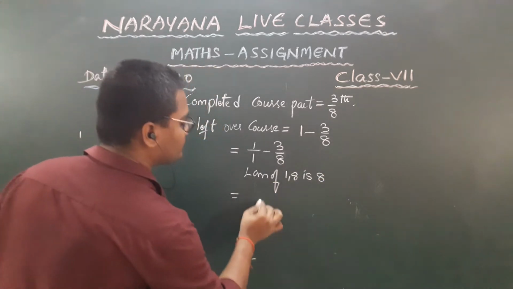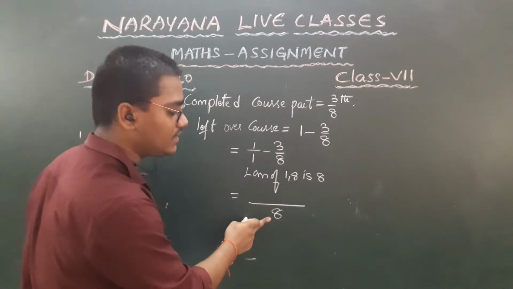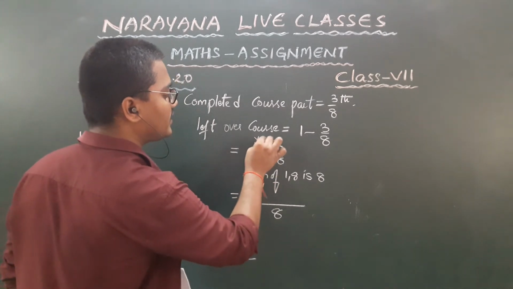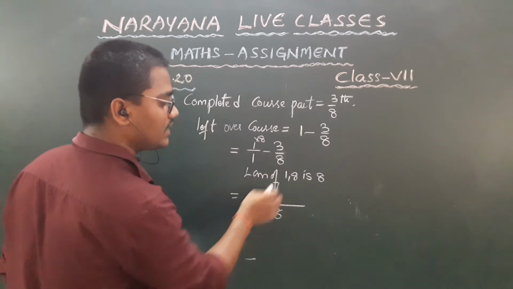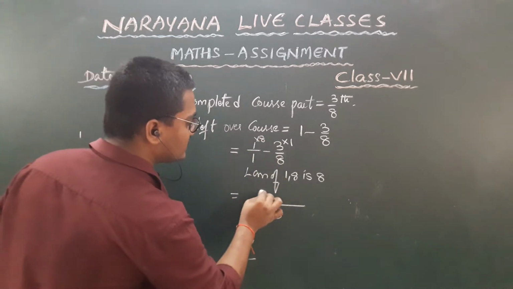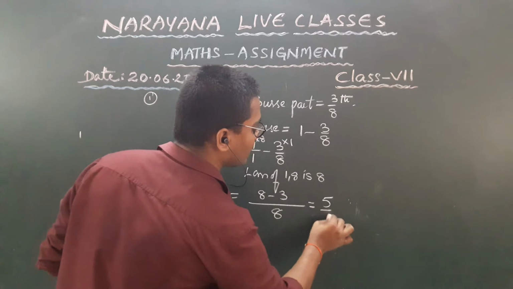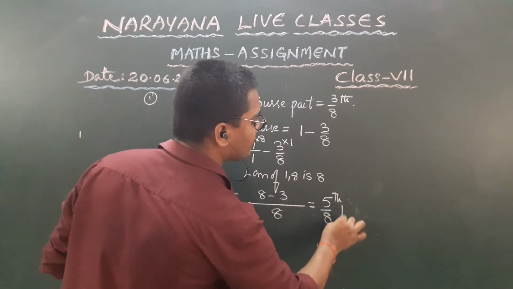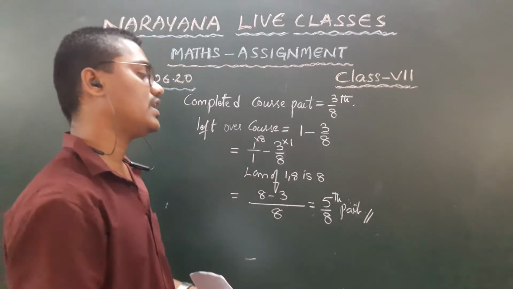children. So 1 should be multiplied with what number in order to get 8, children? 1 8s are 8, so the numerator should be multiplied with 8. In the meanwhile, 8 must be multiplied with 1 in order to get 8. So 1 8s are 8, minus 3 1s are 3. 8 minus 3, that is nothing but 5 by 8 part. So 5 by 8 of the part has been left over.